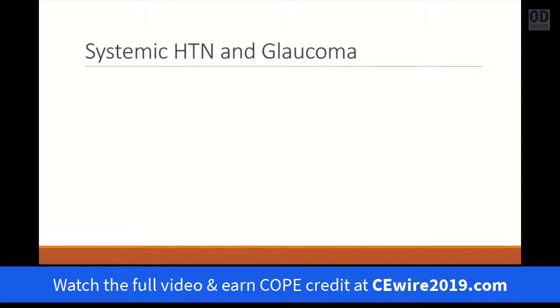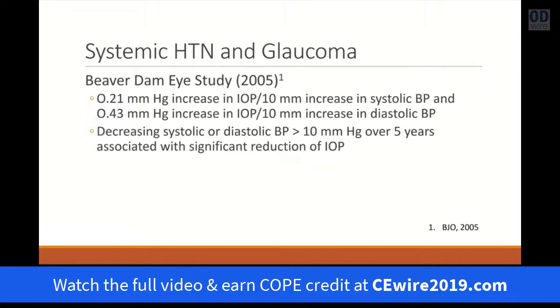So what about the link between systemic hypertension and glaucoma? This is a question my patients ask me all the time. Doctor, I have high blood pressure. Is that why my eye pressure is high? Well, in 2005, the Beaver Dam Eye Study looked at this relationship, and they showed that there is a relationship between intraocular pressure and blood pressure, but it is a small one: 0.21 millimeter increase in intraocular pressure per 10 millimeter increase in systolic blood pressure. So you'd have to drive up the systolic blood pressure 50 millimeters to get a 1 millimeter increase in intraocular pressure. The relationship is a bit stronger with diastolic pressure at 0.43.